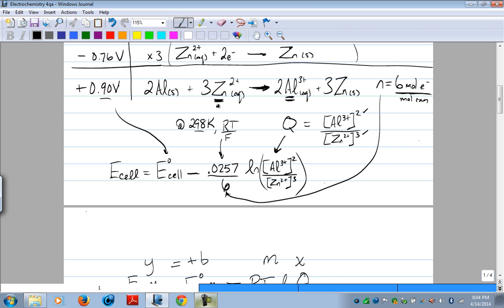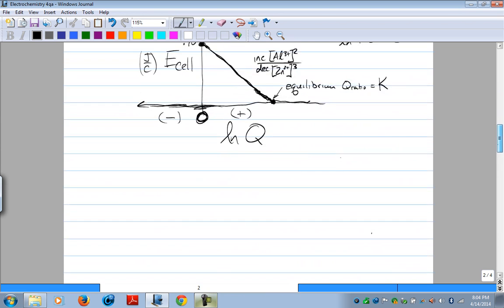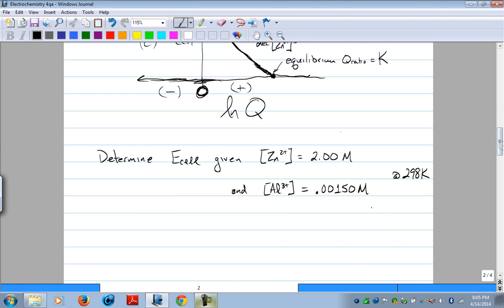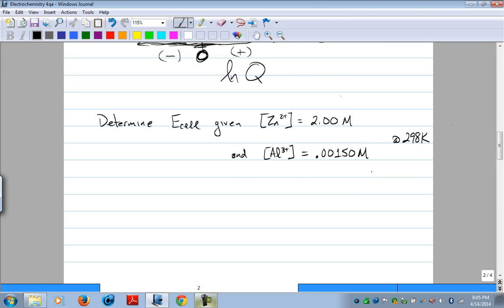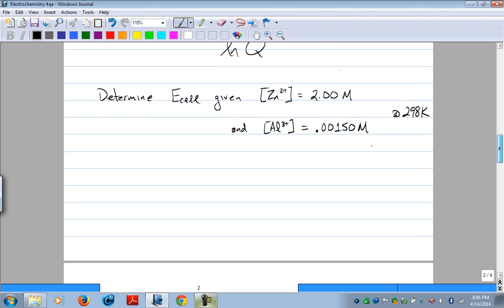So let's see what would happen if we had, let's say, a 1,000-fold difference between the zinc cation concentration and the aluminum cation concentration. So let's try if we could find some soluble enough zinc salt to have a 2 molar initial zinc cation concentration and a 0.00150 molar aluminum cation concentration, if we could weigh out such a small quantity, or dilute the aluminum half cell enough to get that concentration.